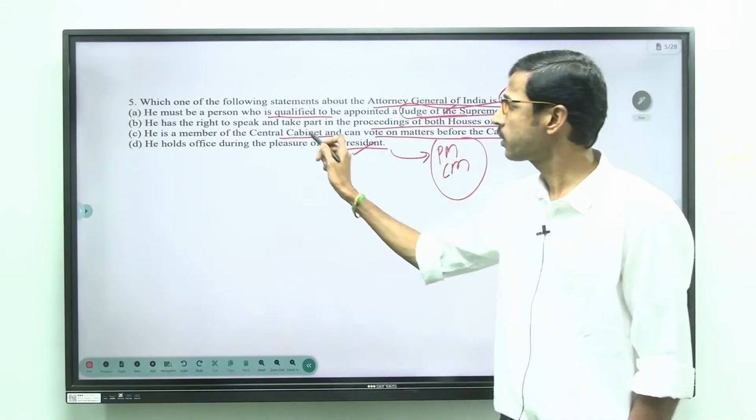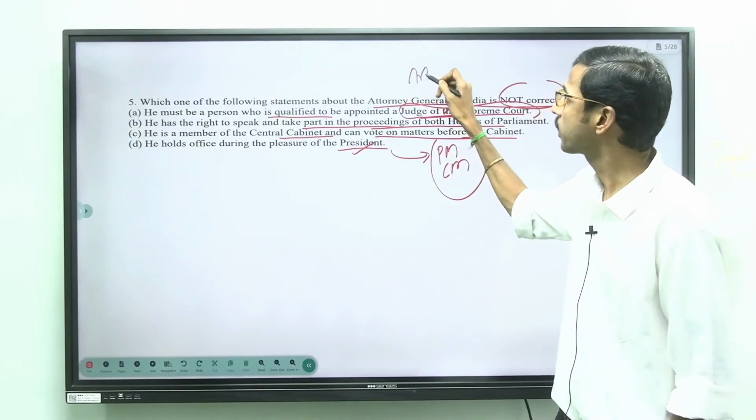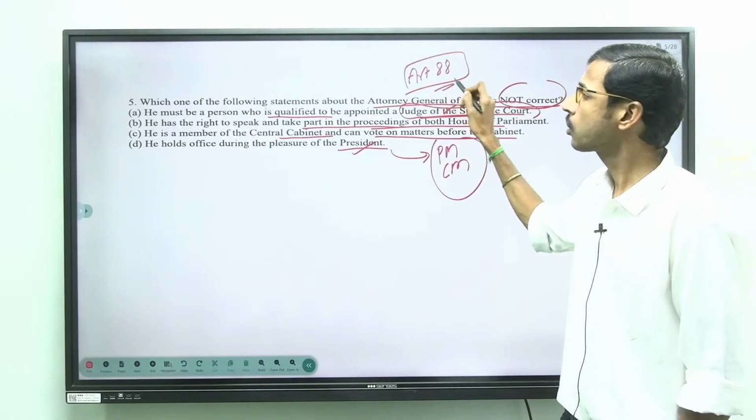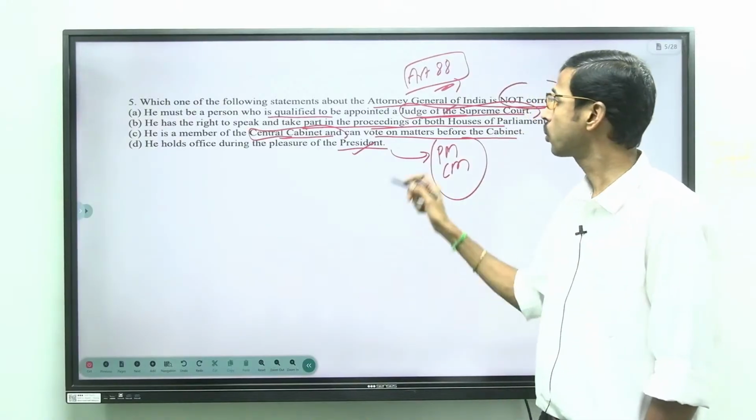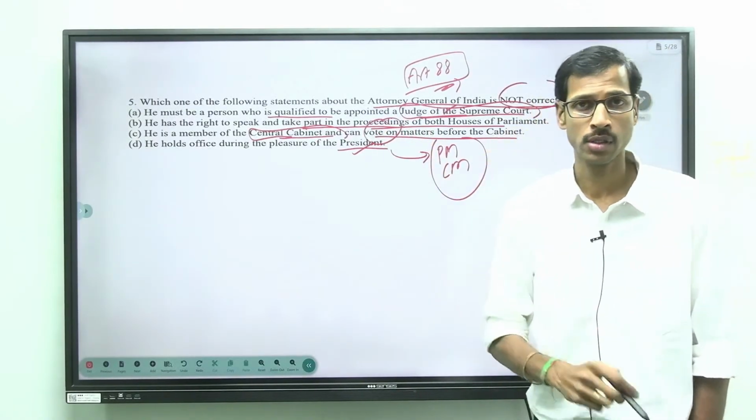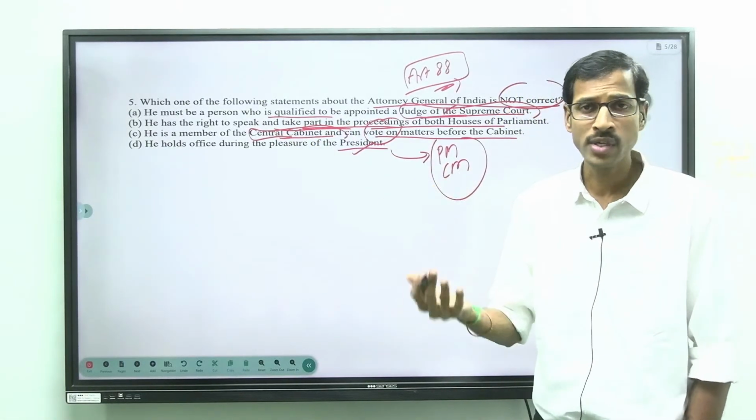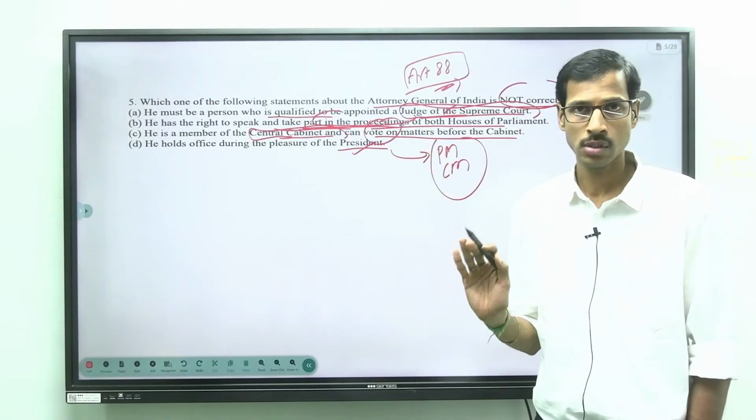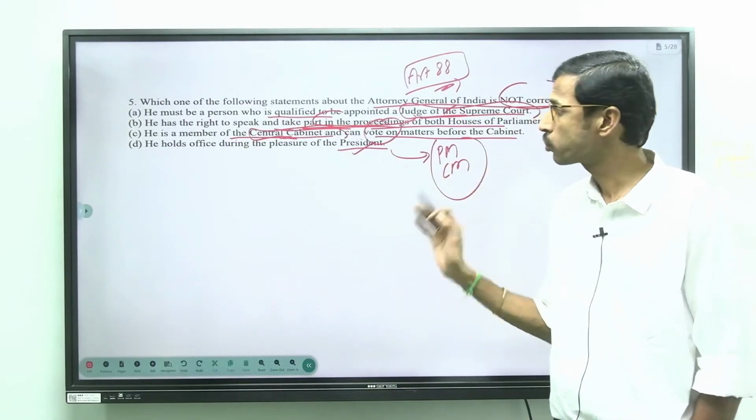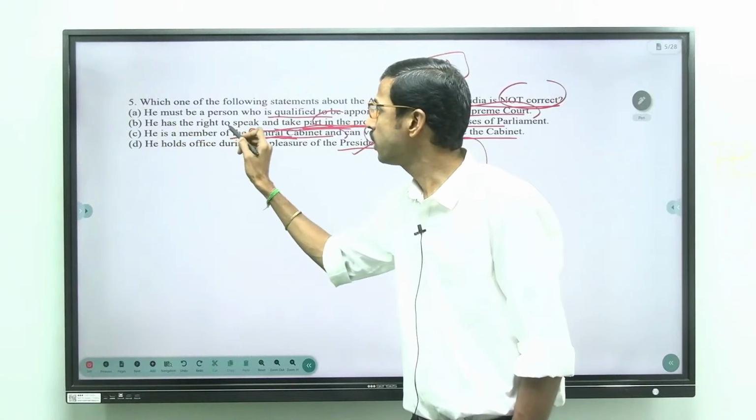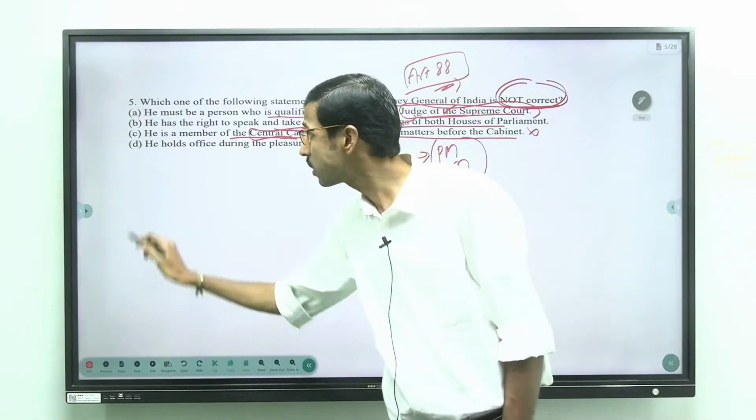He has the right to speak and take part in the proceedings of both houses of Parliament. That is his right according to Article 88. Is he a member of the central cabinet? No. So he cannot vote on matters before the cabinet. He just sits in the houses and has the right to speak and take part in the proceedings. That's it. He is not a political functionary, which has to be remembered here. So only C is the wrong option, and they are asking for the not correct one, so C is the correct answer.